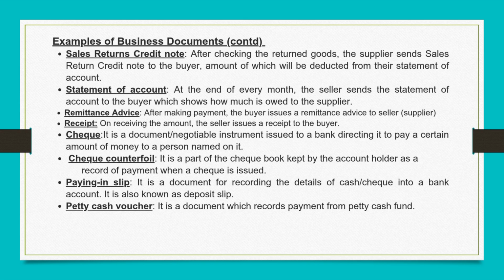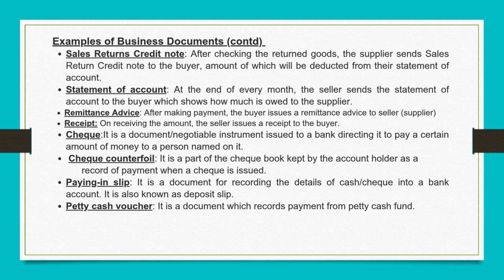Examples of business documents. Continued. Sales returns credit note. After checking the returned goods, the supplier sends sales return credit note to the buyer, amount of which will be deducted from their statement of account. Statement of account. At the end of every month, the seller sends the statement of account to the buyer which shows how much is owed to the supplier.